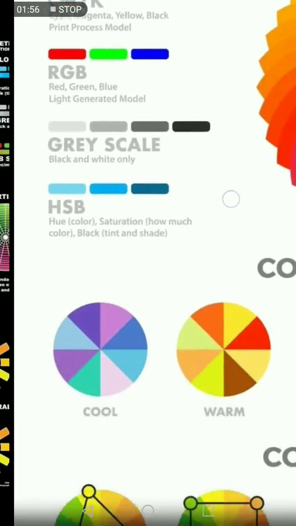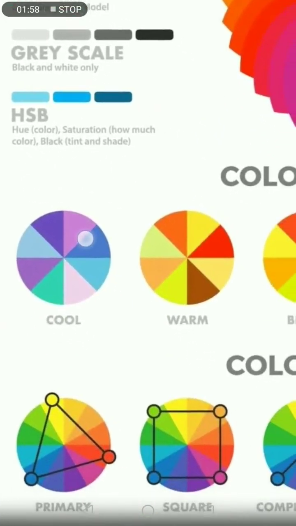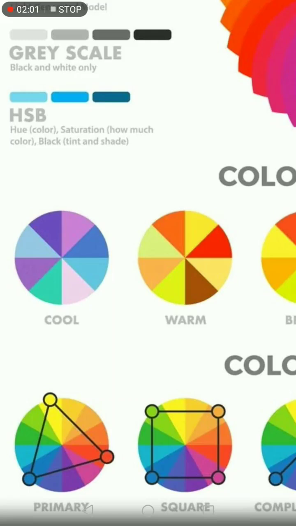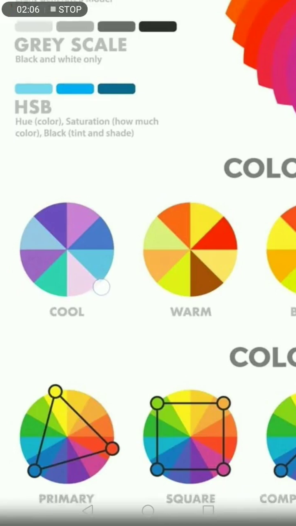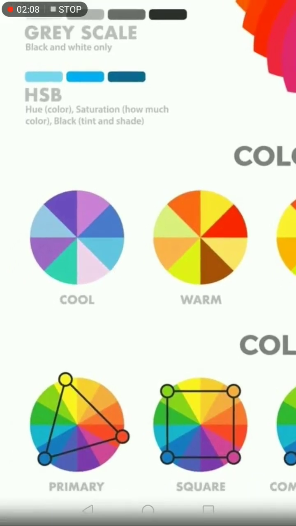There's also other elements such as grayscale. This only deals with a gray color, the combination of black and white color. And there's also HSB, where H stands for hue. Hue is the 100% color. For example, blue at its best, the purest blue. That's what hue means.